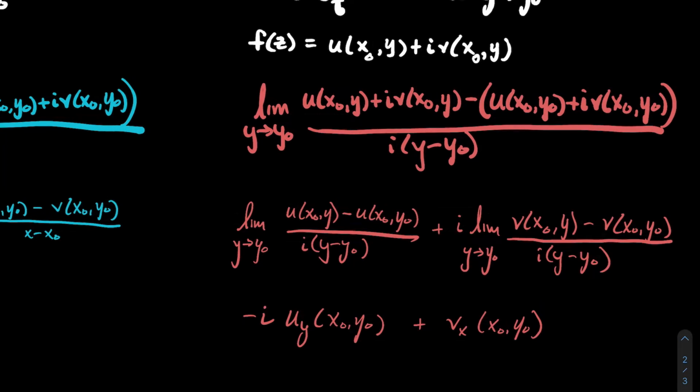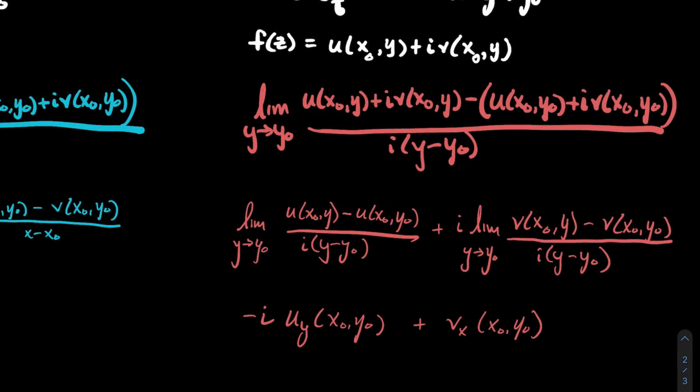And then what else do I want to study about that? We're looking as y goes to y0 of, if you study that difference quotient, you know the x coordinate is constant and it's just the y coordinate that's changing. And so what is that difference quotient whenever x is constant and y changes? That's the partial derivative of the function with respect to y. And so that difference quotient is u sub y of x0, y0.